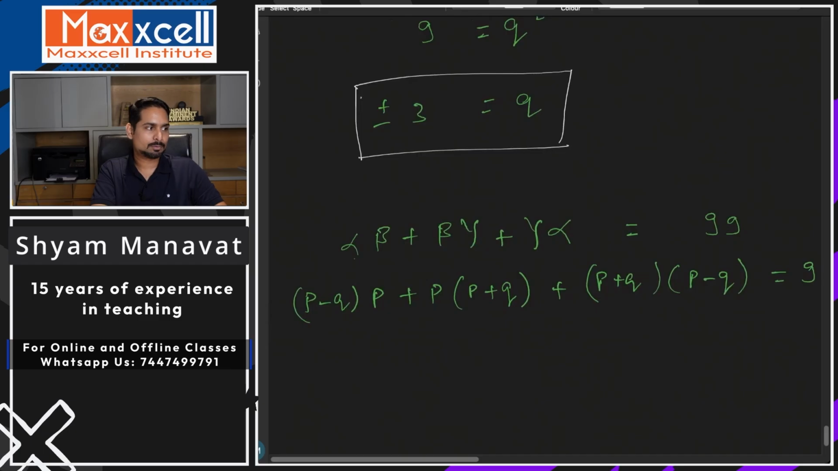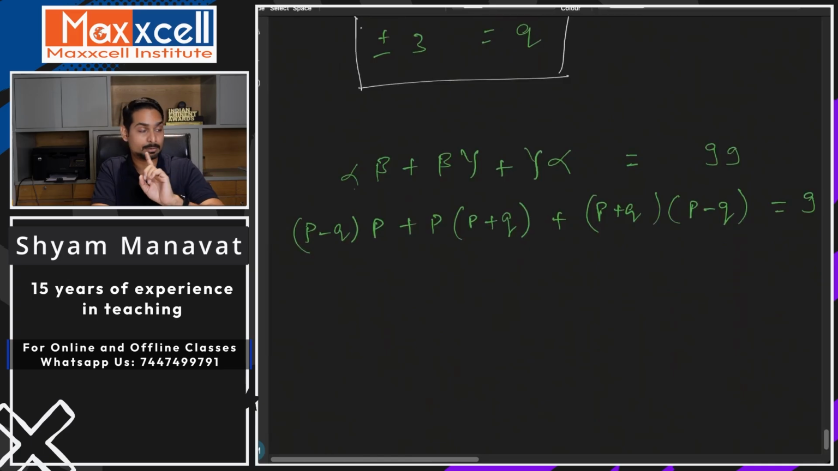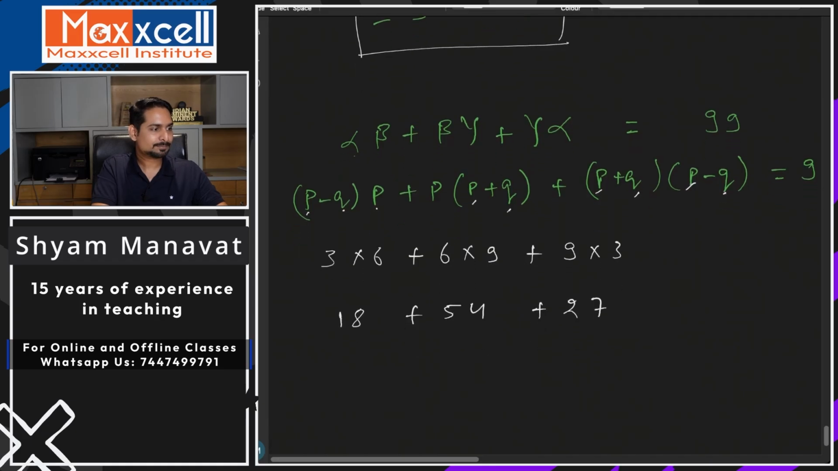Now let's try with q equal to plus 3, and p we already know is 6. So 6 minus 3 is 3, into 6 plus 3 is 9. 6 plus 3 is 9, and 6 minus 3 is 3. Okay, let's check whether we get 99. This is 18. This is 54. And this is 27. Add this. What do you get? 8, 12, 7, 9. Carry over 1, 2, 5, 2, 9.